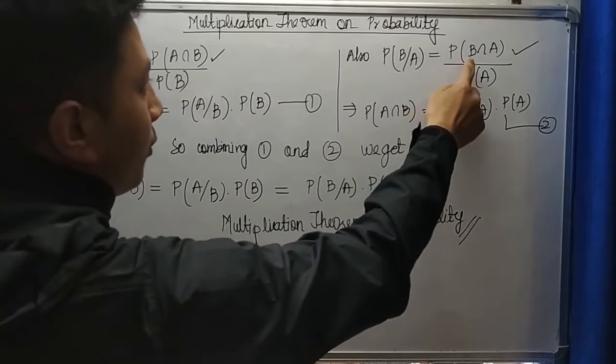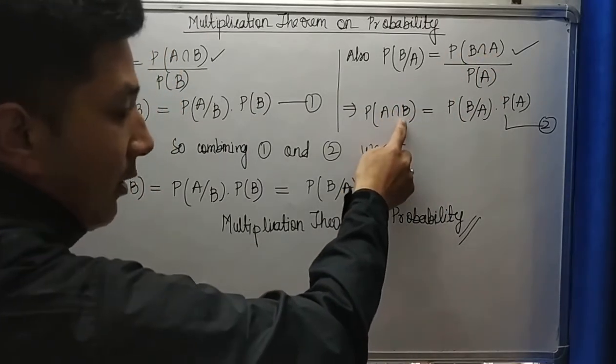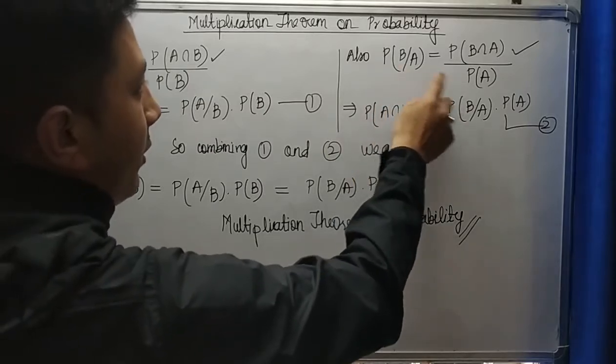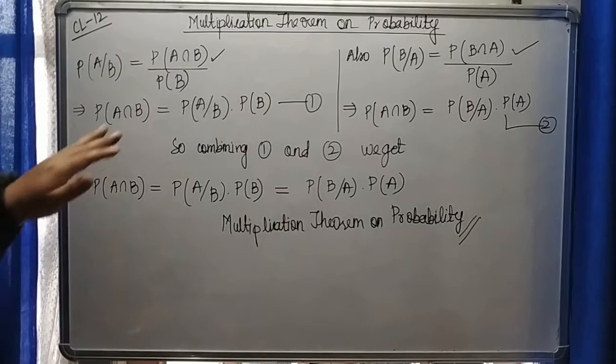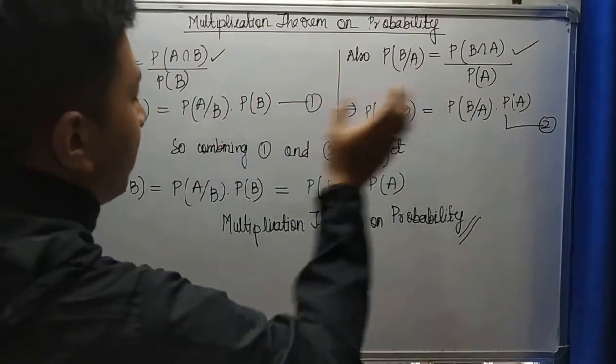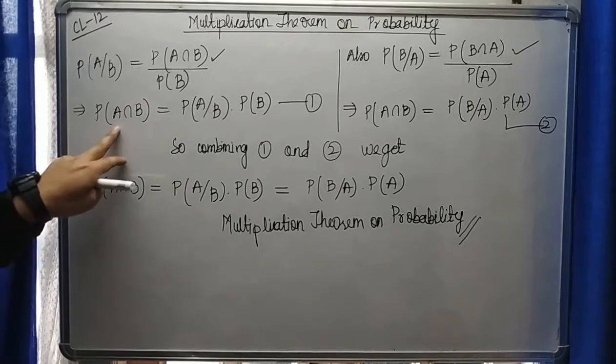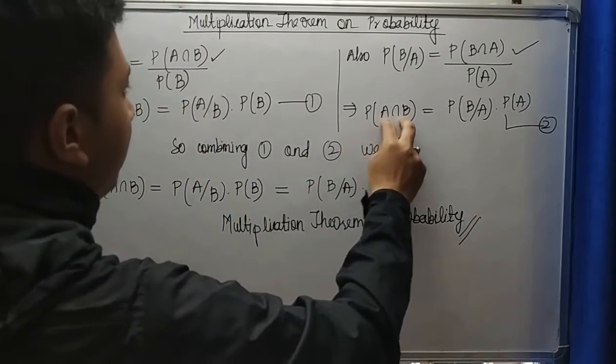Similarly, from here also we know B intersection A is same as A intersection B. So if you cross multiply, you'll get the value for this, which is this. Alright, so equation number 1 and equation number 2. So look at this, both of the equations give the value for probability of A intersection B as this and probability of A intersection B as this.